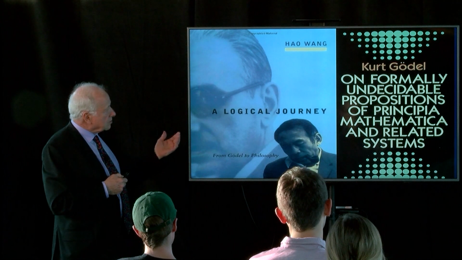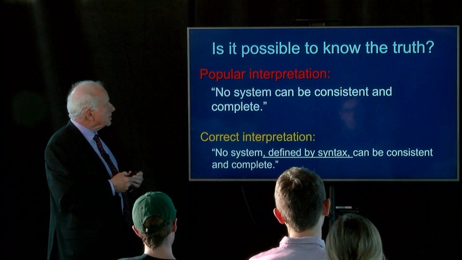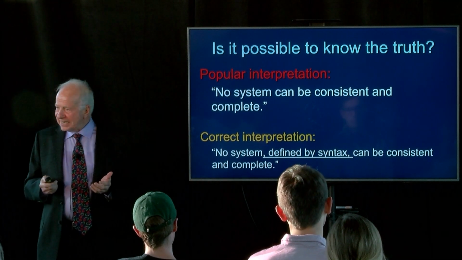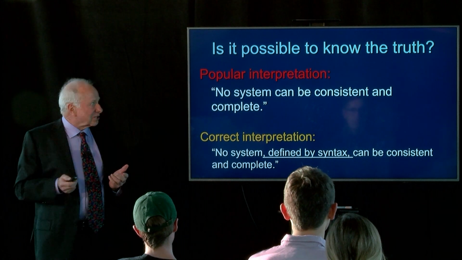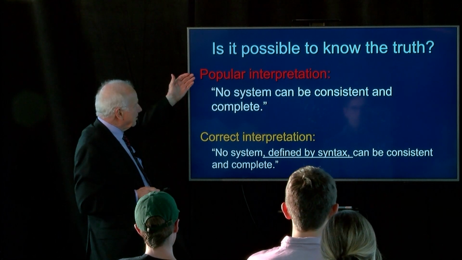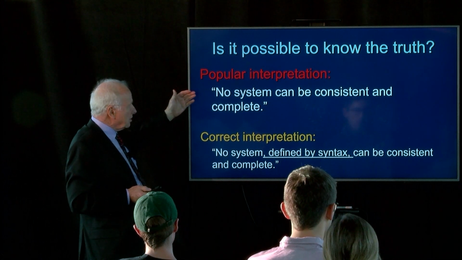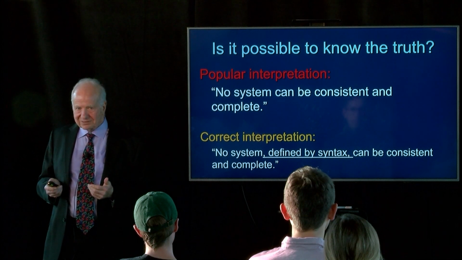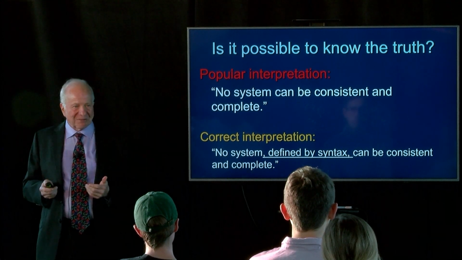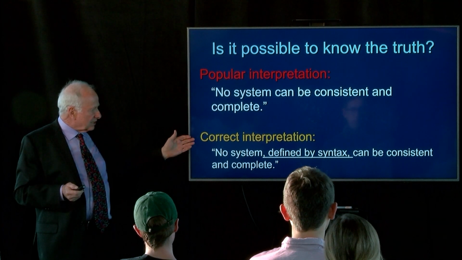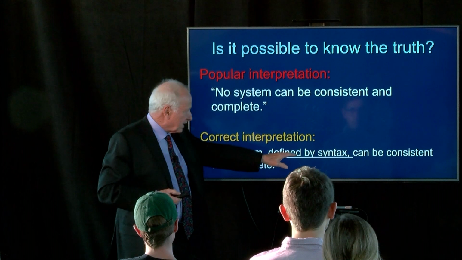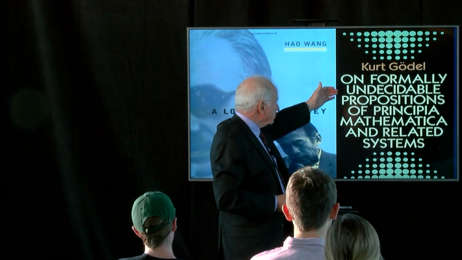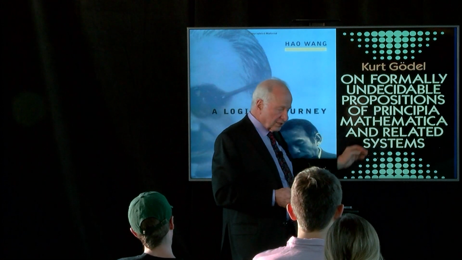Well, I guess I was just restating this thing about a system. Now, this is a point that slightly troubles me. You've got Gödel's theorem, and the popular interpretation is that no system can be consistent and complete. Well, that's saying there's no truth in the world. It bothers me. But really the correct interpretation is that no system defined by syntax can be consistent and complete. And I think Gödel was saying that. It was a direct attack on Principia Mathematica and related systems.